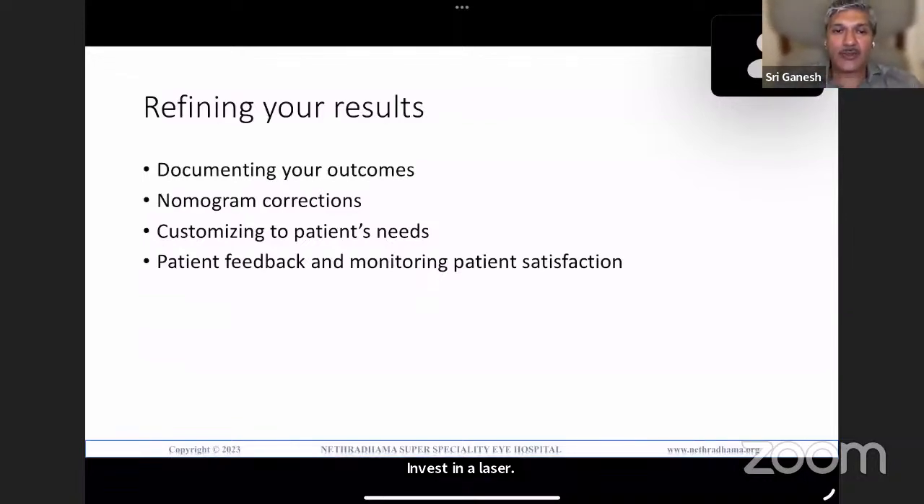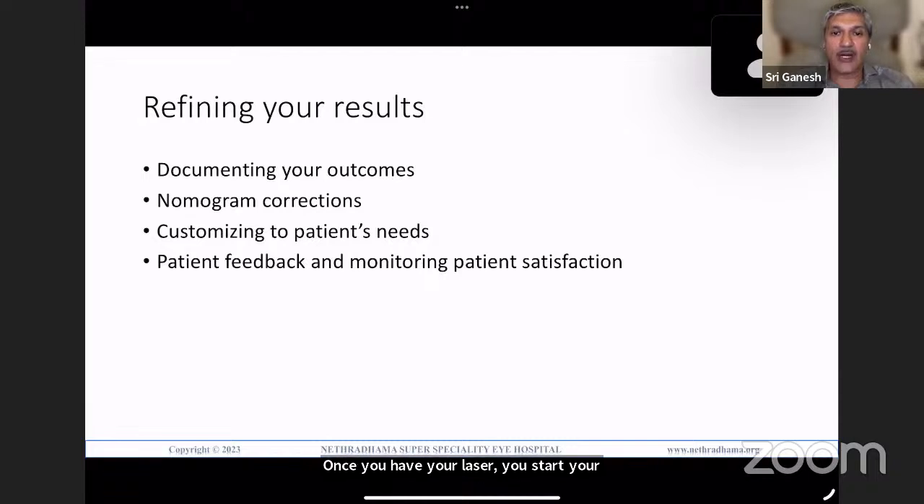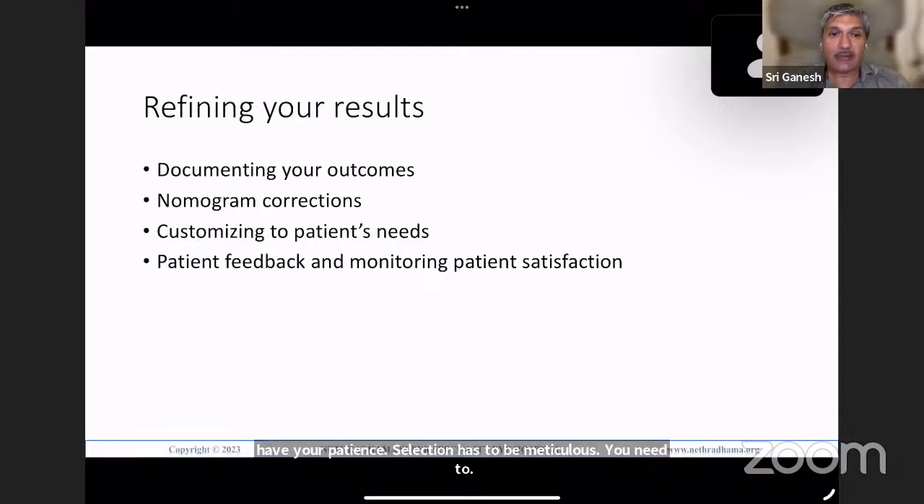Once you have your laser, you start your practice, then you will have to look at results. Refraction and topography have been spoken about. Your patient selection has to be meticulous. You need to also do a proper refraction, and properly document your outcomes. Like I said, even post-op, check the best corrected vision, check the refraction, and then document it so that you can have accurate data. You need this data for publications and for nomogram corrections. So you keep getting better by doing a nomogram correction.